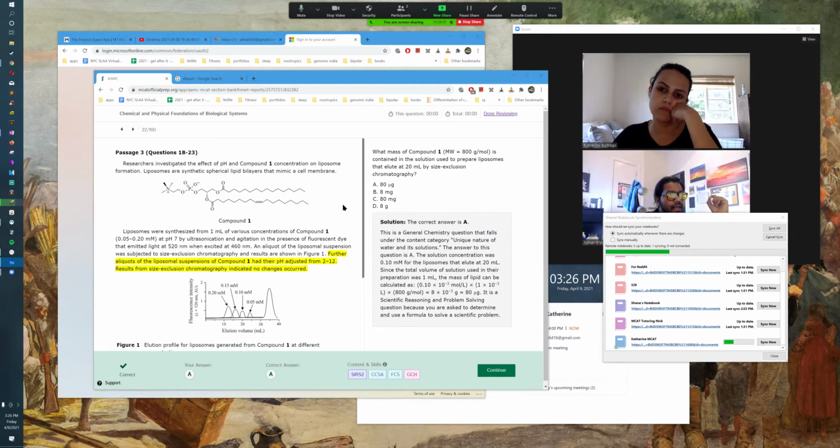Yeah, and then after that, we just have to look at what it turns into in the choices. So 80 E neg 6 is 80 micrograms. Micrograms? Yeah. Okay, so your answer is A. Got it. Okay.